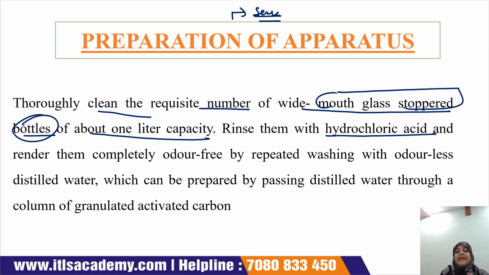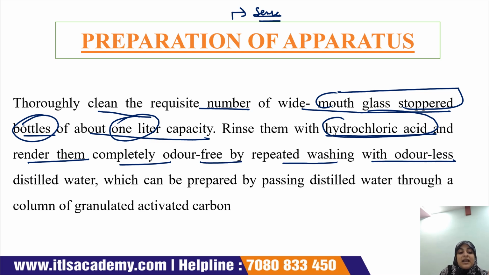Okay, the capacity of this glass-stoppered bottle will be 1 liter. First of all, we take the 1 liter glass-stoppered bottle and clean it. Then we rinse it with hydrochloric acid and render it completely odor free by repeatedly washing with odorless distilled water.